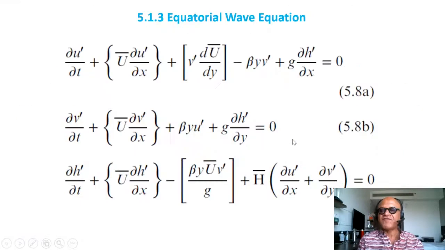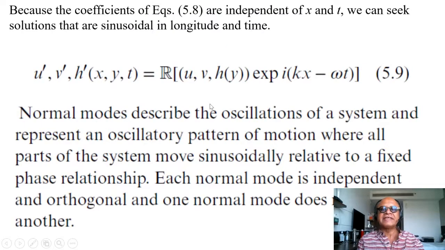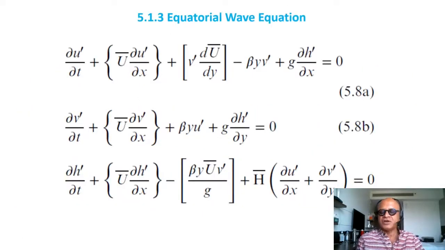Because the coefficients of 5.8 are independent of x and t, we can then write these solutions as sinusoidal forms in longitude and time. So u prime, v prime, h prime as functions of x, y, t can be written as u, v, h as functions of y times the exponential of i(kx minus omega t), where we have the waveform, and R here means it is the real part of the solution that is of interest for us. This is the normal mode equation of the system we have here.